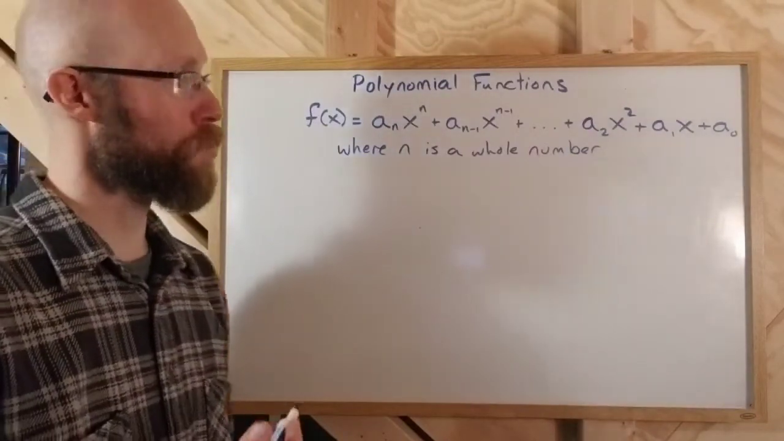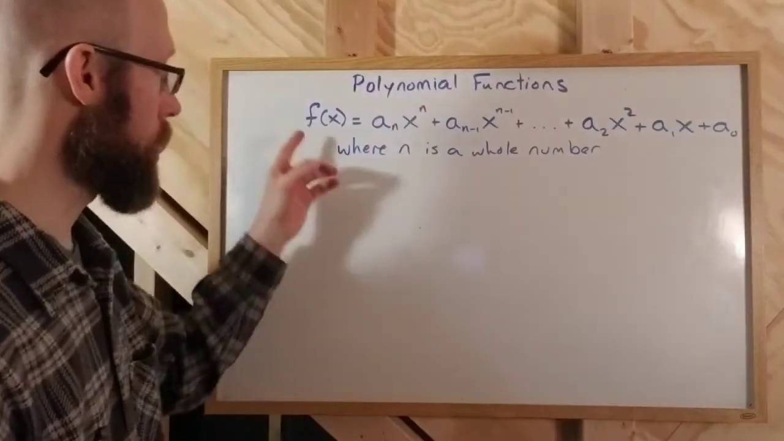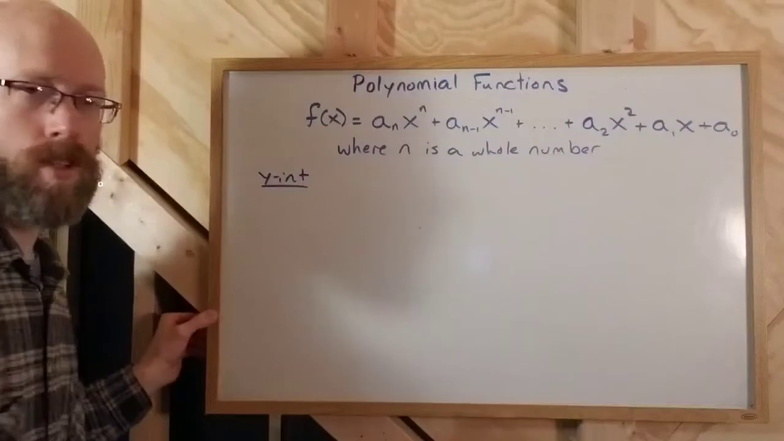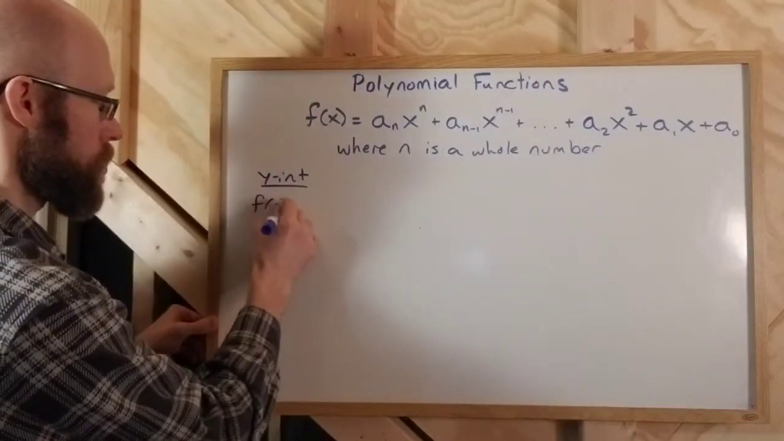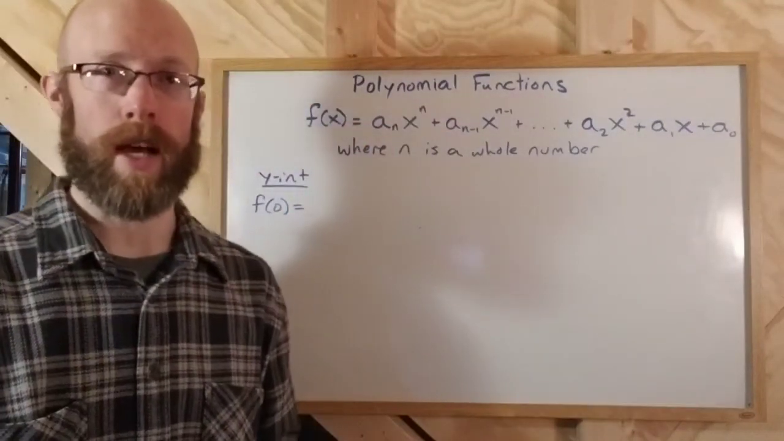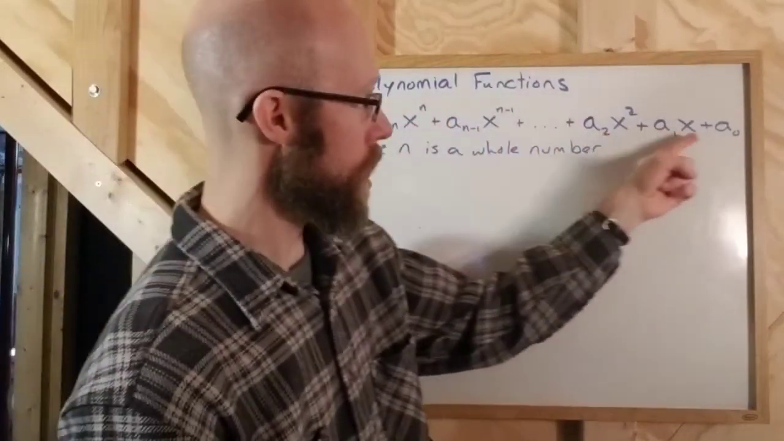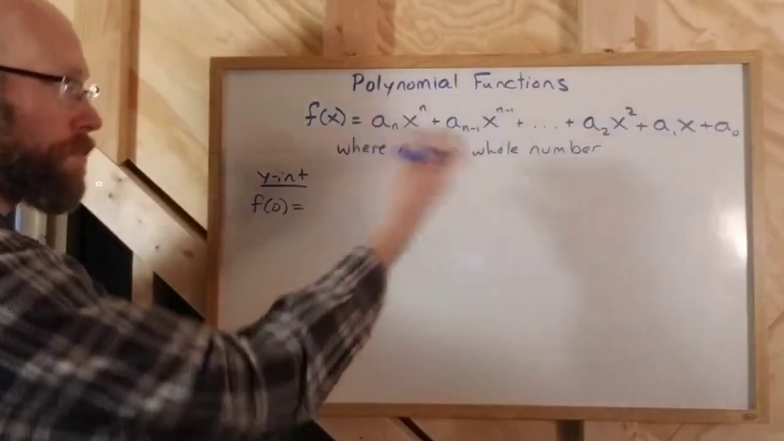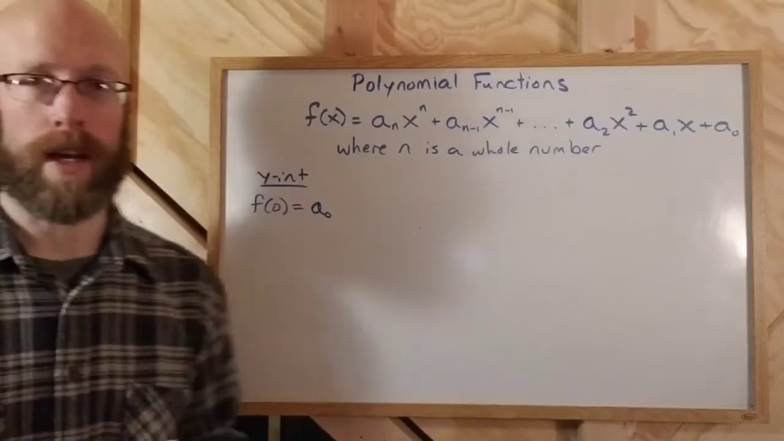Okay. A couple of really important features of all polynomials: if you want to find the y-intercept, it's a very interesting point, because you find it by plugging in 0 for x. Every term ends up being 0 except the term that doesn't have an x, so the simplified form is just a sub 0. Whatever that is, that's your y-intercept.